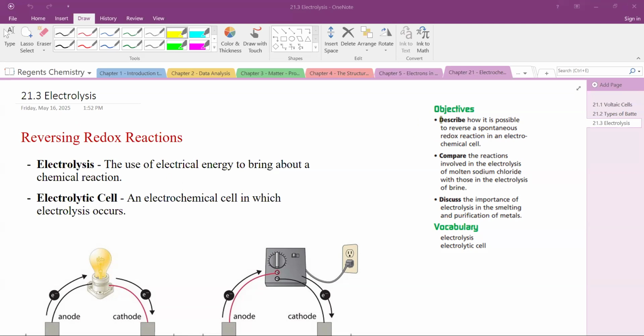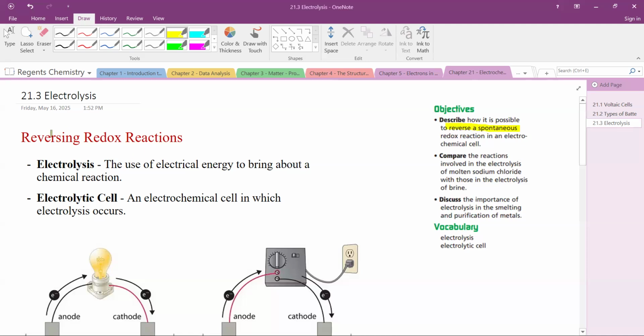Our objectives here are pretty straightforward. This is the video where we want to see how to reverse a spontaneous reaction. So we're going the other way now, in an electrochemical cell, and we want to compare electrolysis of sodium chloride to the electrolysis of brine to see what similarities and differences we have. So let's jump right into it.